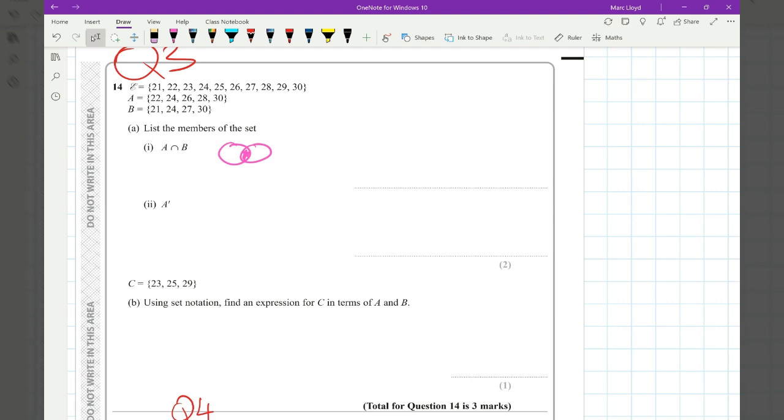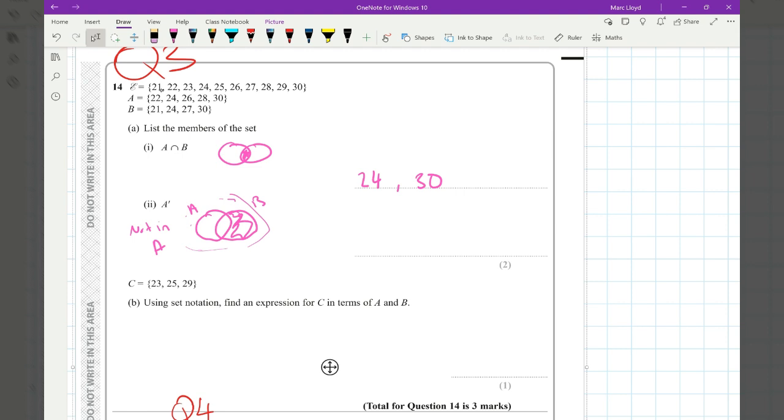That means it's in A and it's in B. So the numbers that we can see that are in both are 24 and 30. That's all. Okay, 24 and 30 are in both. A complement, if this is A and this is B, means everything that's there or on the outside. So it means not in A. That means that, and these are all of the numbers.